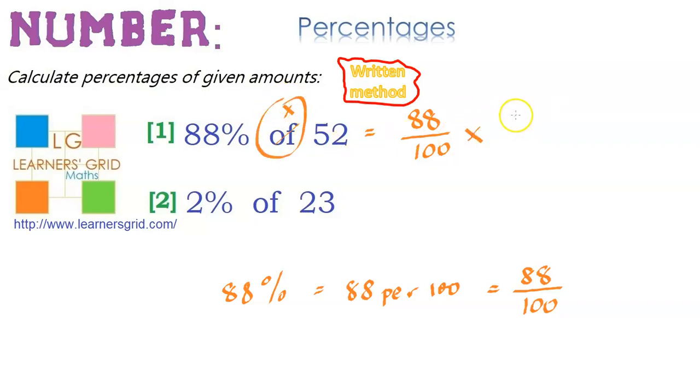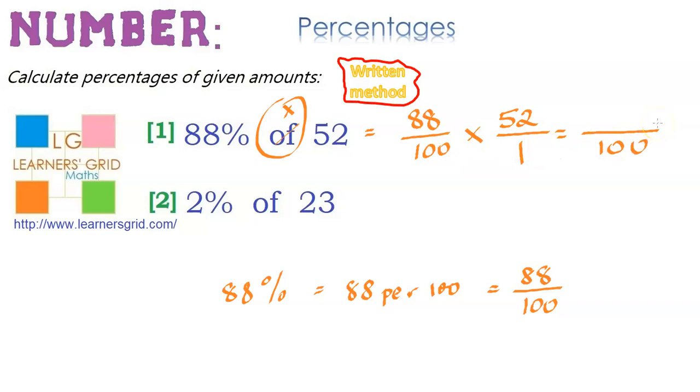And then we have 52. Now, we need to convert this 52 into a fraction because we have a fraction on this side. So let's convert 52 into a fraction. Any whole number, which 52 is, as a fraction is over 1. Okay, and now we have this issue of multiplying numerator by numerator, denominator by denominator. The denominator by the denominator is quite easy. 100 times 1 is 100.